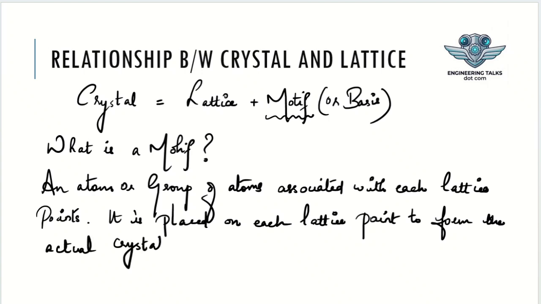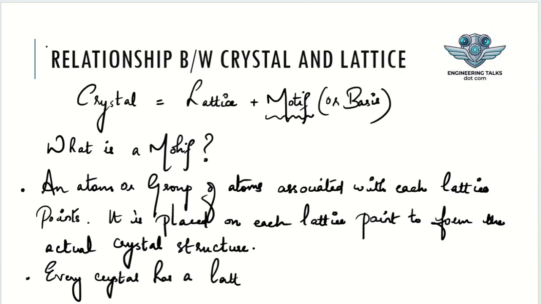So a crystal is equal to lattice plus motif or basis. So every crystal will have a lattice and a motif. So we can write, every crystal has a lattice and a motif.